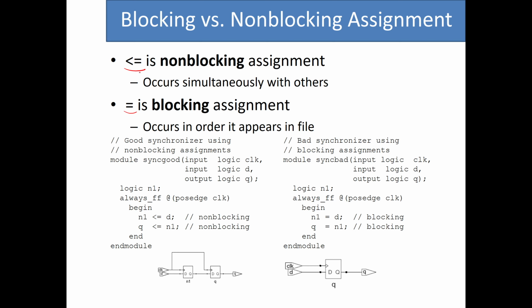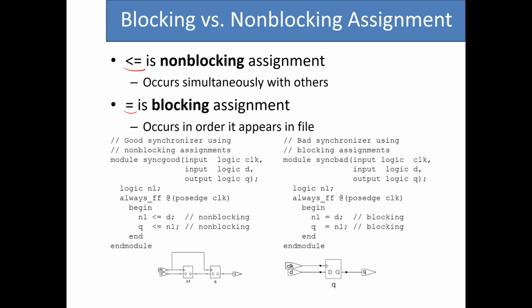The first one is what is called a non-blocking assignment. And this is used when there are multiple assignments that need to be done simultaneously. On the other hand, this one, only a single equal sign, is called the blocking assignment. And you only need to use it when you have a sequence of assignments that need to be done one by one, right?